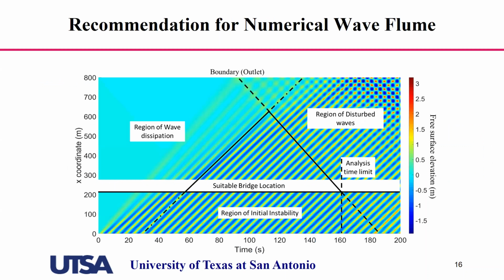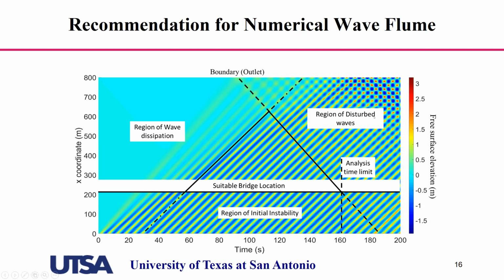Now the recommendation for a numerical wave flume. People who want to design their own wave flume can use this information. I have separated it into 3 regions. One is the region of instability, this region. Waves are quite unstable here, so you don't want to put your bridge in this location because of the instability. Then there is a region of wave dissipation, where the wave dissipates, so it doesn't give that good a profile.